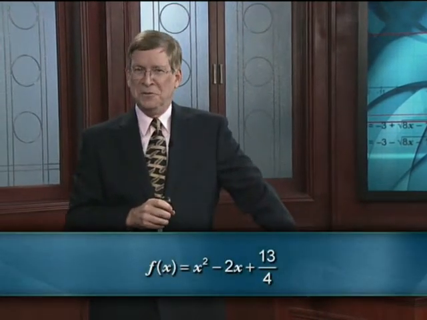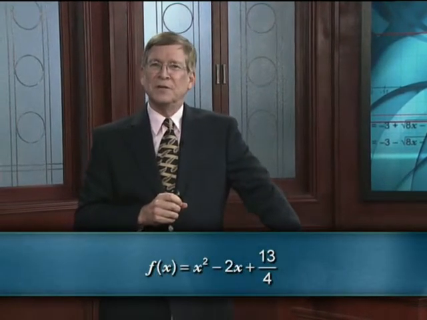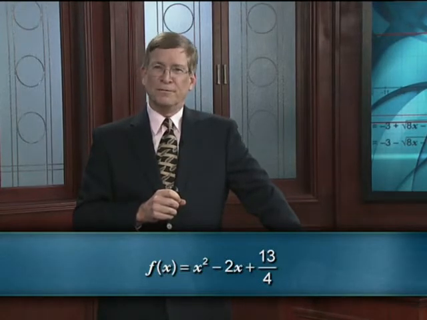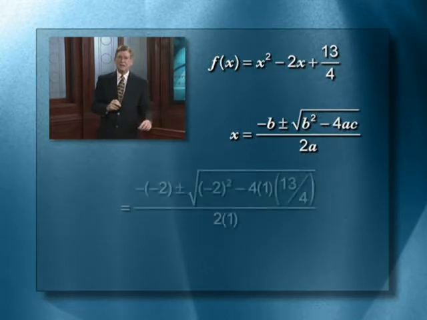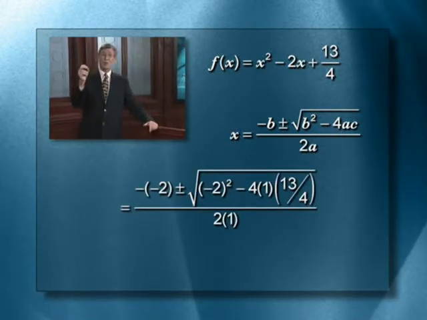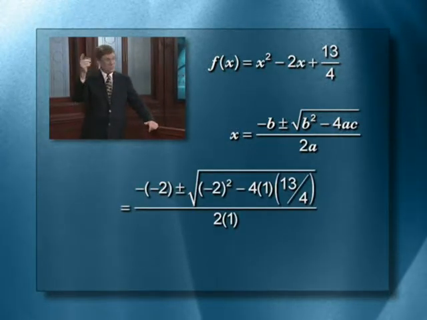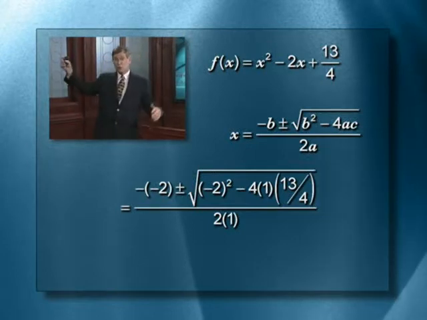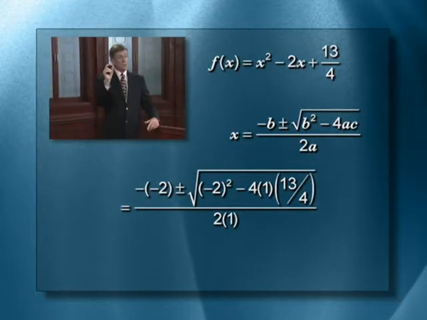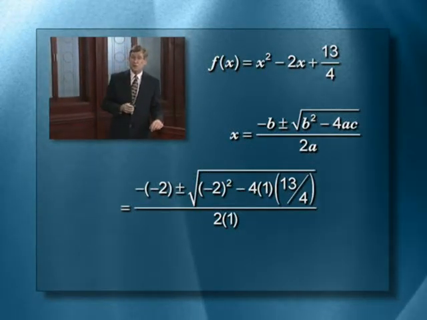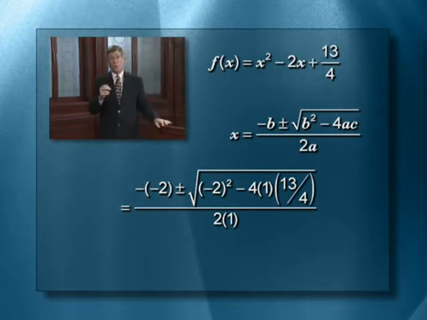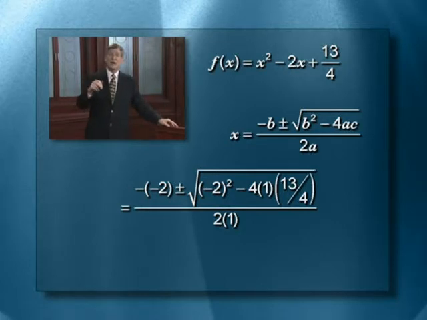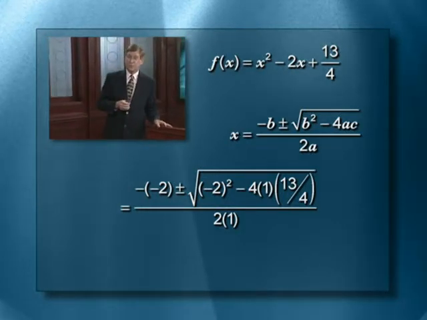Watch what happens now. An innocent-looking polynomial, x squared minus 2x plus 13 over 4. Let's apply the quadratic formula. So it's minus b, and b is minus 2, so it's minus a minus 2, plus or minus square root, and here's what's inside the radical: minus 2 squared, that's the b squared, minus 4ac, minus 4 times 1 times c, which is 13 over 4.